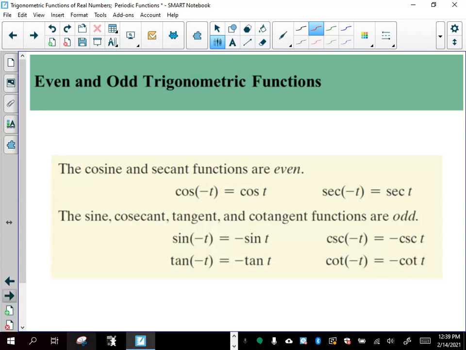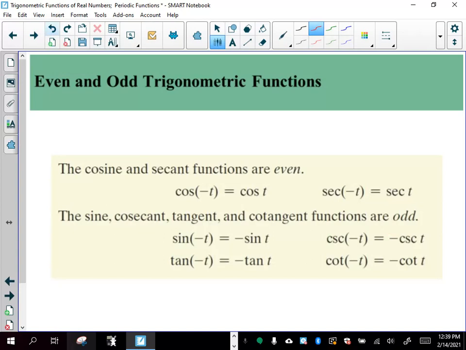Well, trig properties hold that same idea. If you take an x value, plug it in, and you get the same thing back, you have an even function. If you take a negative value, plug it in, and you get the negative value back, you have an odd function. So if you take a look here, you have 2 even functions and 4 odd functions, and this will always hold true.